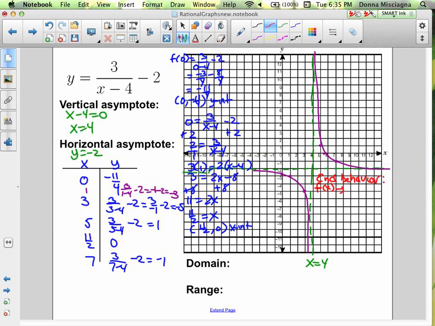F of x approaches our horizontal asymptote, that's -2, as x approaches negative infinity. It approaches negative infinity as we approach the vertical asymptote, which is 4, from the left-hand side. And then the function approaches positive infinity as x approaches 4 from the right-hand side. And then, of course, it approaches the horizontal asymptote as x approaches positive infinity. There's the end behavior. Domain is everything but the vertical asymptote, and the range is everything but the horizontal asymptote.